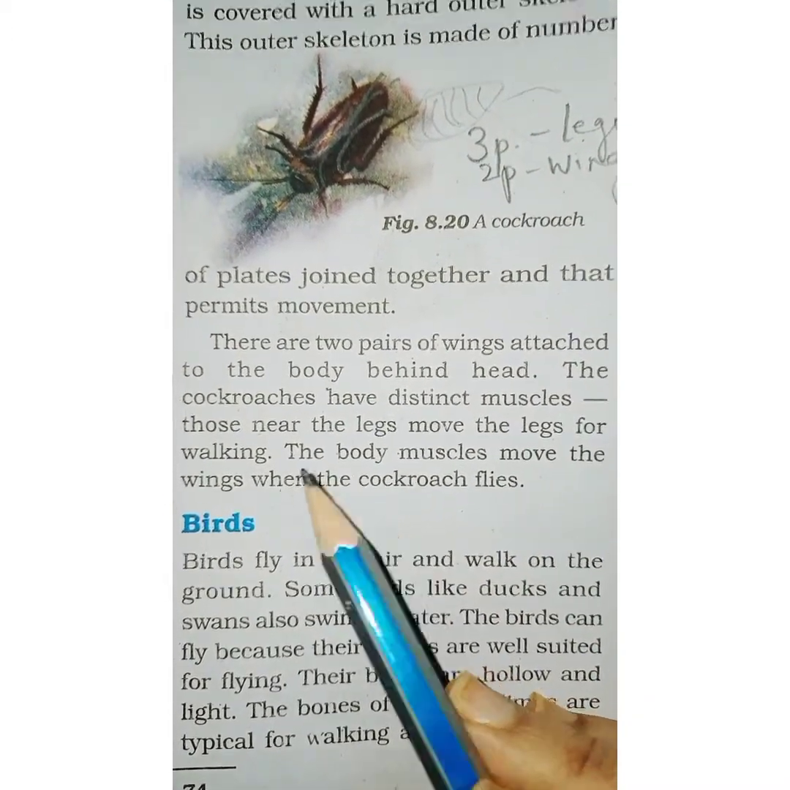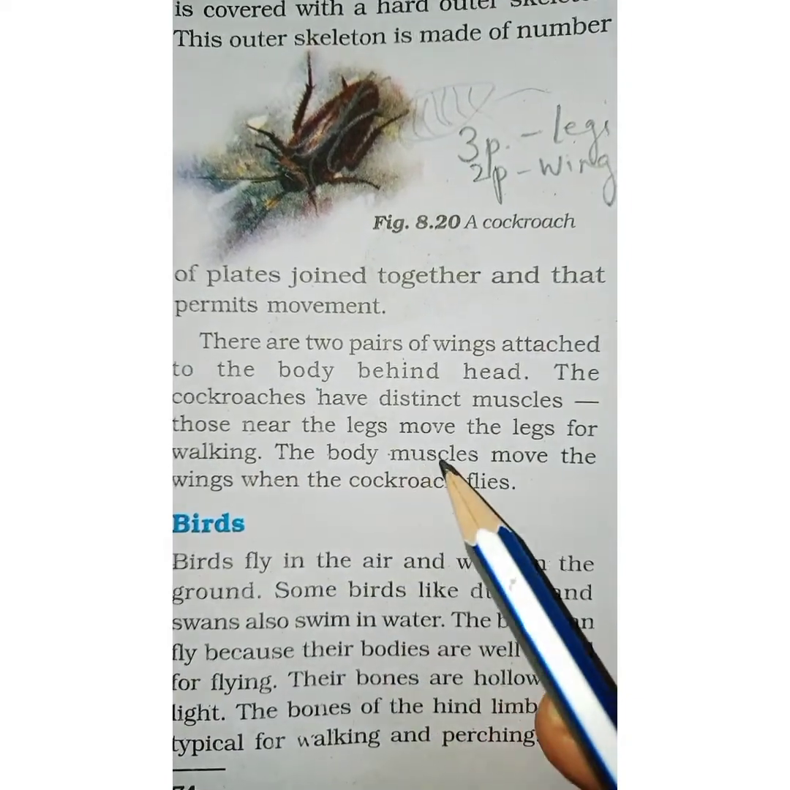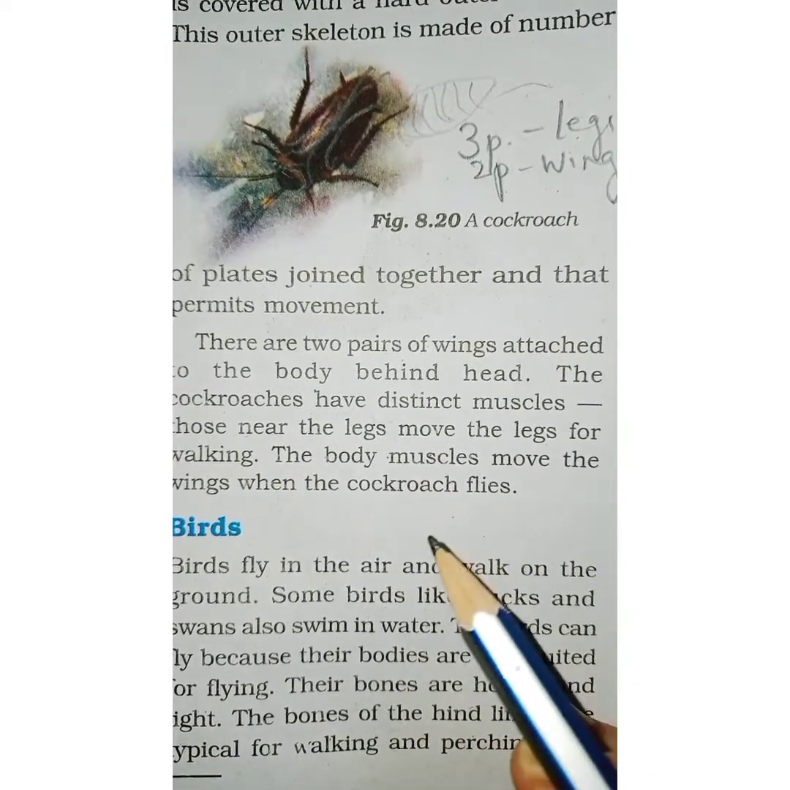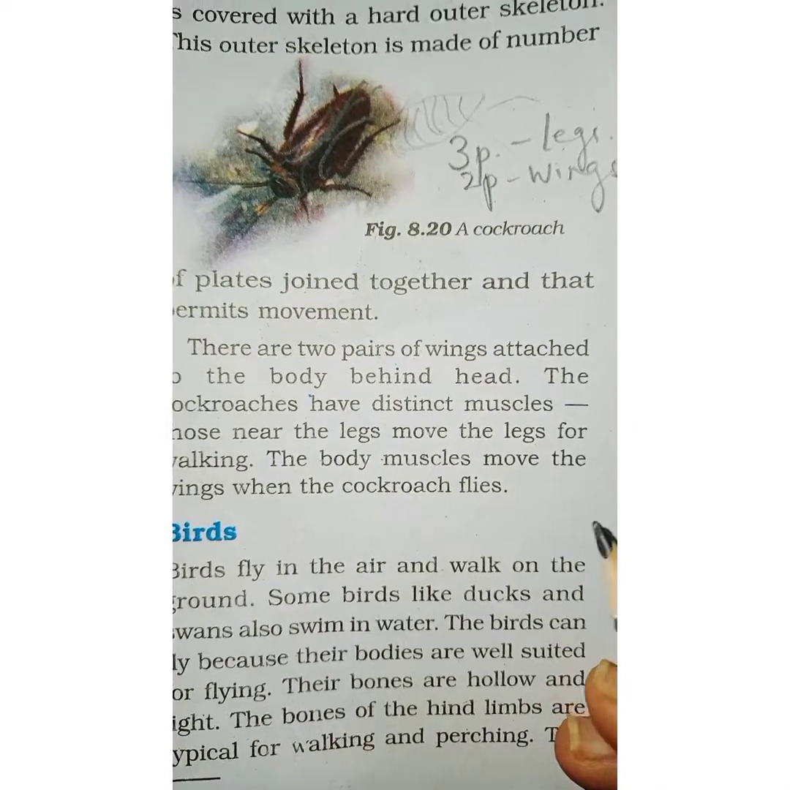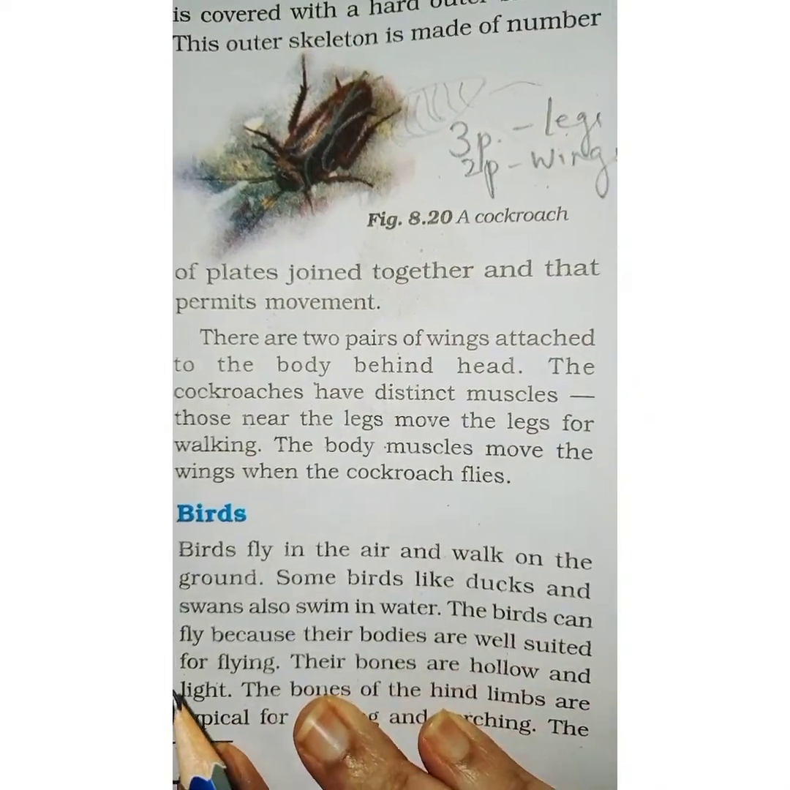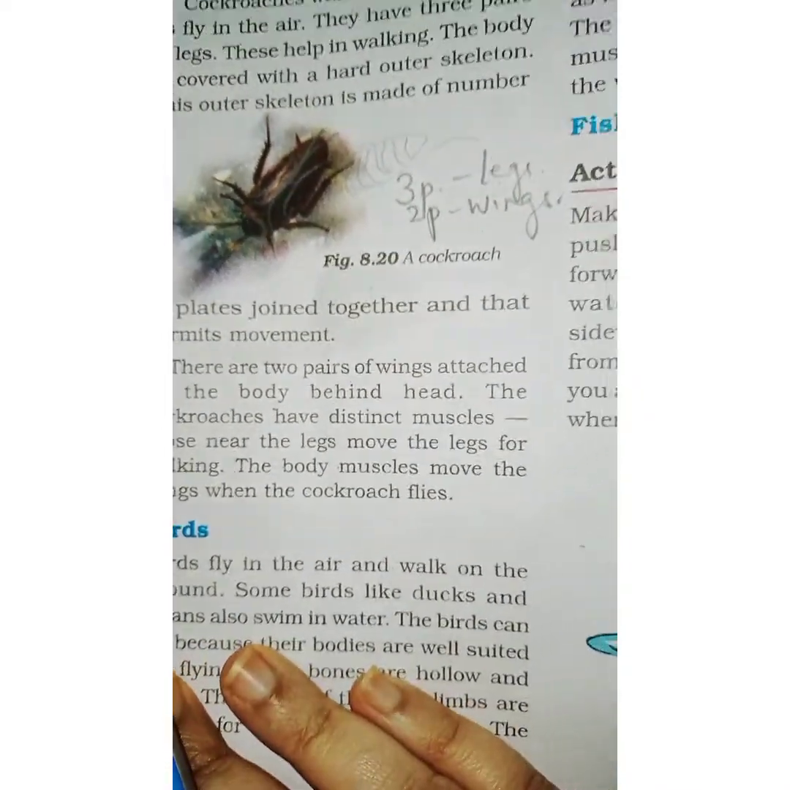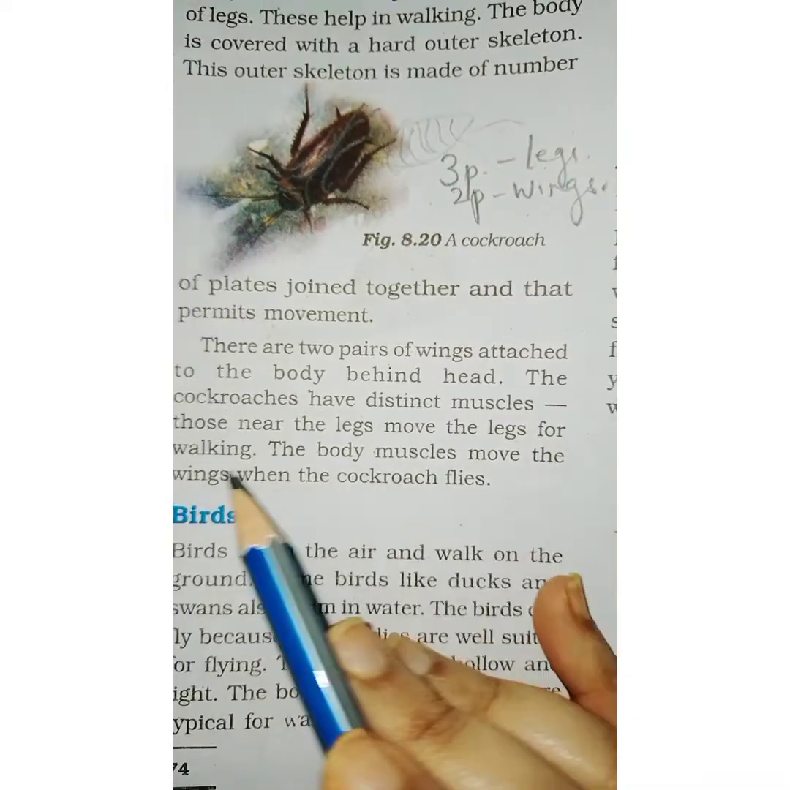So what they do is, when the legs are moving, the front legs also move, and the body muscles move, and the wings are also moving. So the cockroaches fly because of these wings.